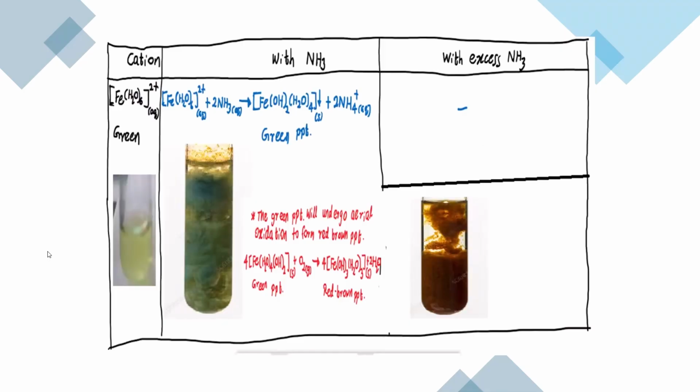You can add ammonia also to this Fe2+ ion. Ammonia acts the same, so ammonia is also a base. It will deprotonate, that means remove H+ ion from these water molecules, making iron 2 hydroxide, which is a green precipitate. Just like in the previous case, if you leave this green precipitate for a while, it will undergo aerial oxidation, that means oxidation by atmospheric air, forming Fe3+, that means iron 3 hydroxide, which is a red-brown precipitate. That's what you see if you add sodium hydroxide or ammonia.